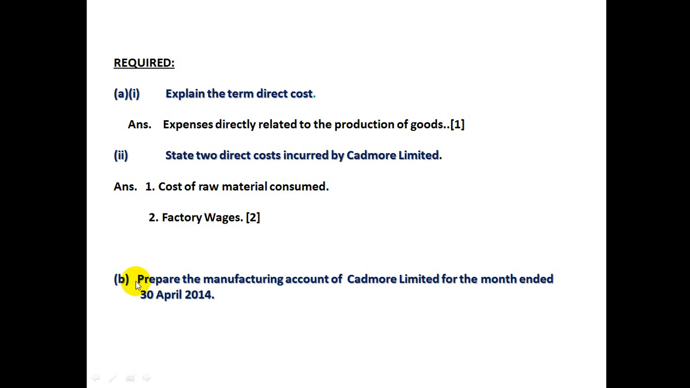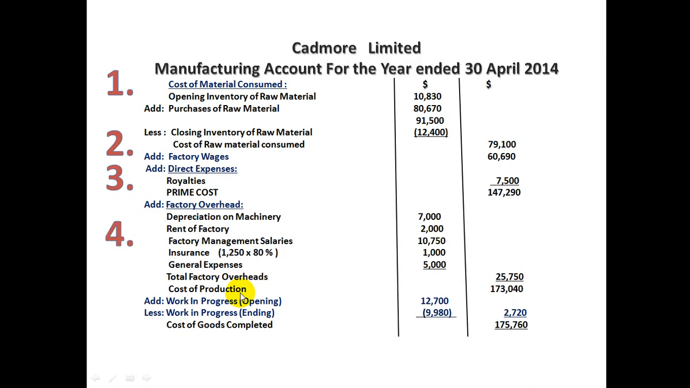Requirement B is about the manufacturing account of Cadmore Limited for the month ended 30th April 2014. Let's have a look at the manufacturing account. As discussed in the format, there are four major portions in a manufacturing account. The first part on which we are working is the cost of material consumed. While calculating cost of material consumed, we need opening inventory of raw material and purchases of raw material. If there is any carriage on the raw material, that will be taken here, but because in this question carriage on raw material is not given, we will skip it.